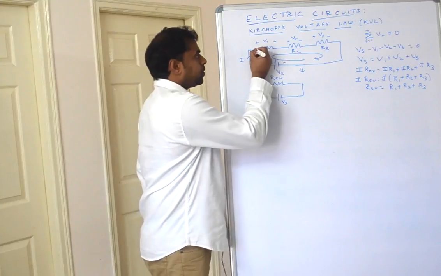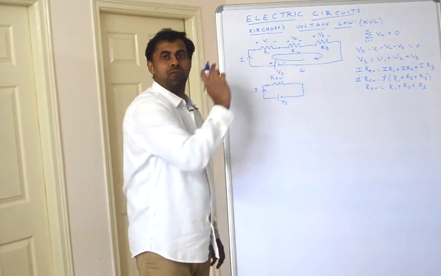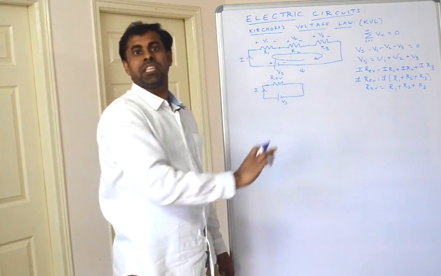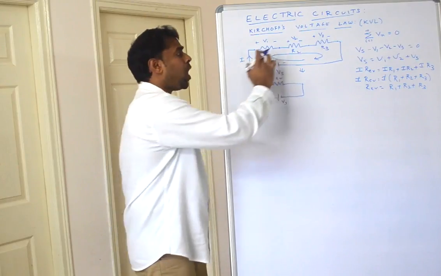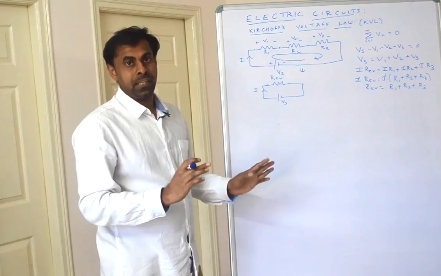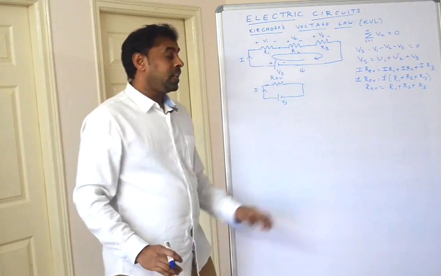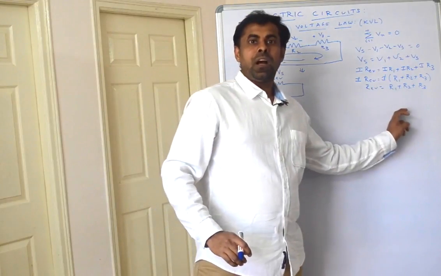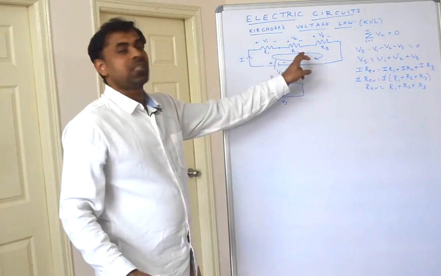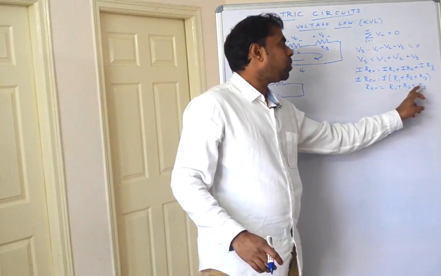If you see, these two resistances have only one common junction. These two also will have one common junction, and at that common junction no other element is connected. Then these elements are said to be connected in series. If n elements are connected in series, then equivalent resistance is R1 plus R2 plus R3 up to Rn. Here three elements are connected in series, so equivalent resistance is R1 plus R2 plus R3.